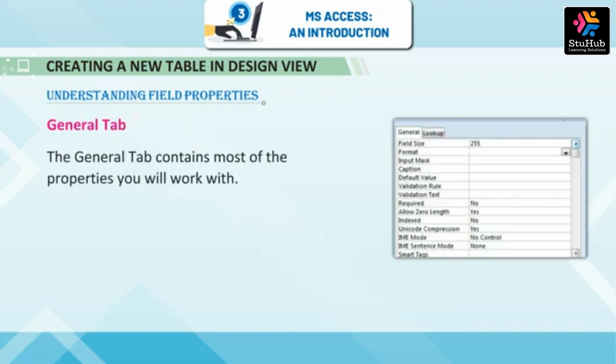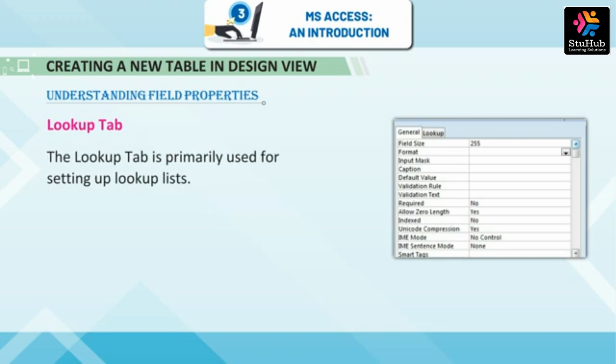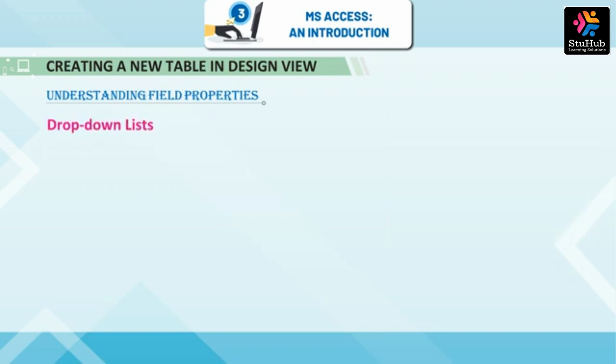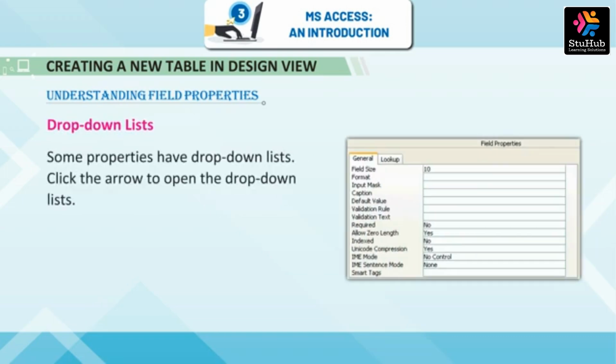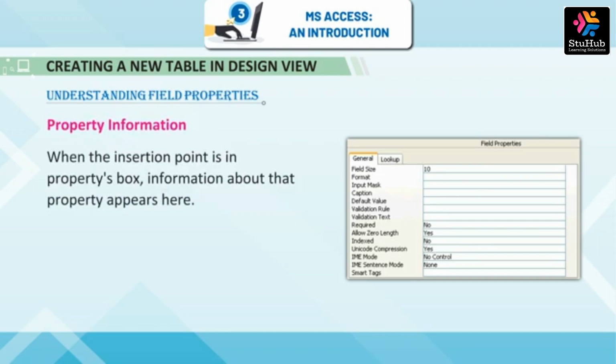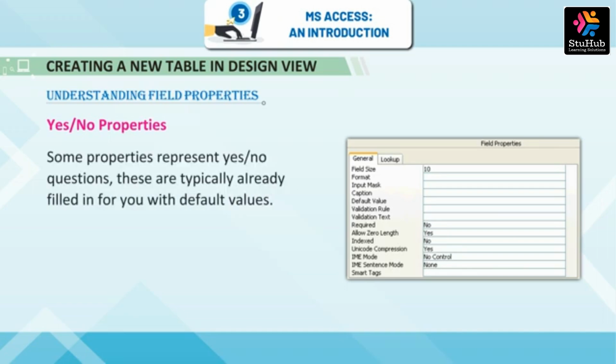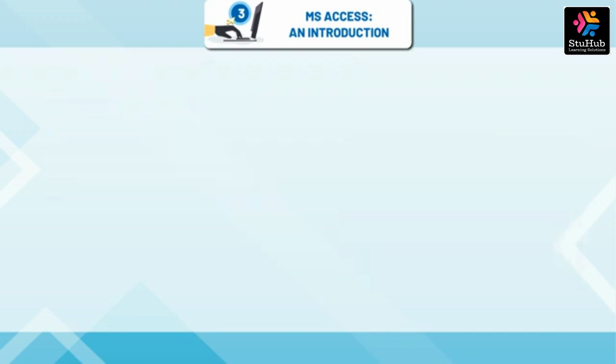General tab. The General tab contains most of the properties you will work with. Lookup tab. The Lookup tab is primarily used for setting up lookup lists. Drop-down list. Some properties have a drop-down list. Click the arrow to open the drop-down list. Property information. When the insertion point is in the Properties box, information about the property appears here. Yes or no properties. Some properties represent yes or no questions. These are typically already filled in for you with default values.